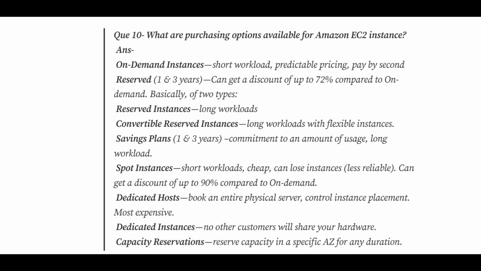Go for on-demand instances if you are not sure about the usage pattern. That is, when you have an unpredictable usage pattern, go for your on-demand instances. If you are sure that you will be using it for a year or three, you can go for the reserved instances or for the savings plan. The difference between the two is that you use savings plan when you have a commitment to an amount of usage and long workload.